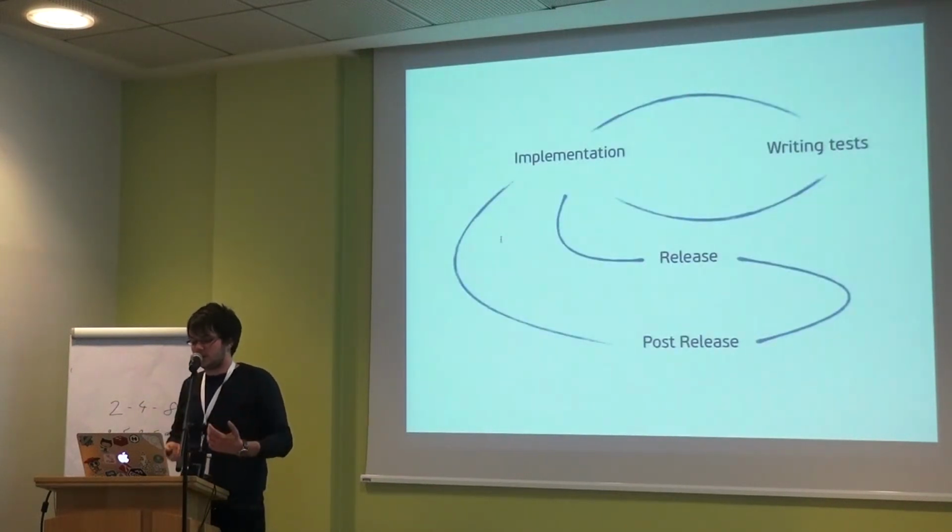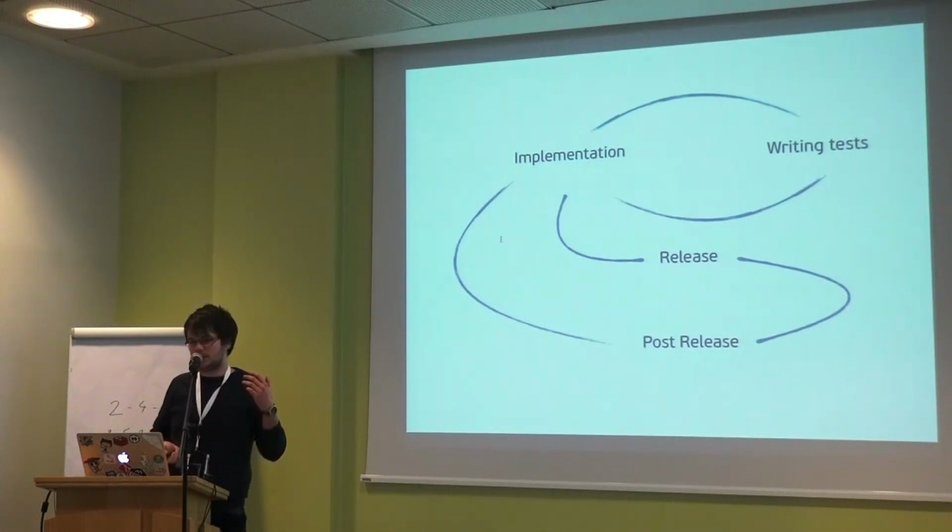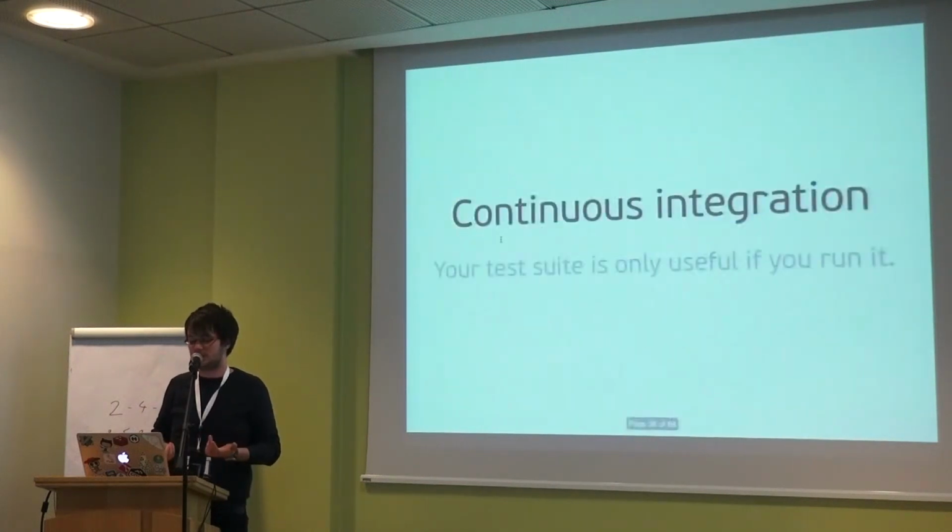So at that time, our development process looked a little bit like this. We have implementation, you implement some feature, then you write tests for it. If everything is going okay, you go into release. At some stage later, you're in the post-release stage. We define new features, enhancements, and then we once again start with implementation. And that was really good.